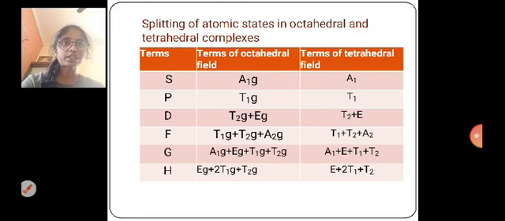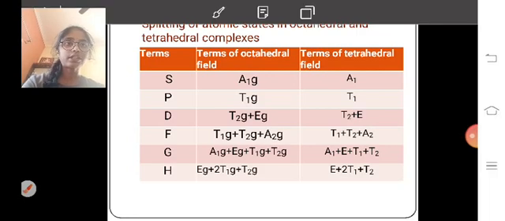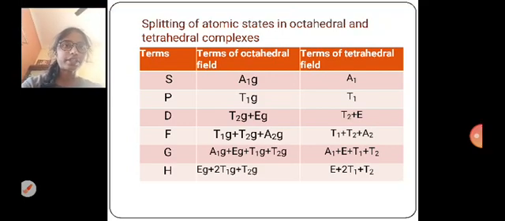Splitting of atomic states in octahedral and tetrahedral complexes. The S term will split into A1g in octahedral and A1 in tetrahedral. The G term will not be there in a tetrahedral field. So P will split into T1g and T1. D will have T2g and Eg, and T2 and E in tetrahedral.